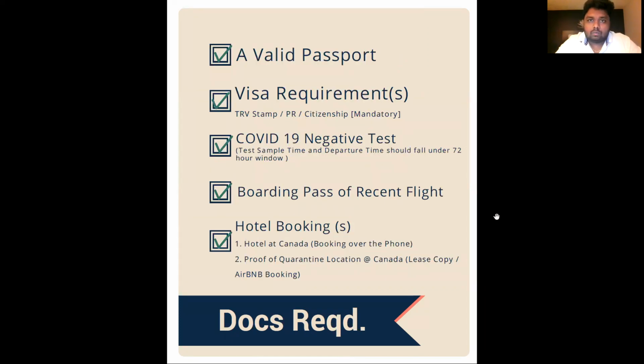Coming to the list of documents required, as we all know, we need a valid passport, obviously. And the next important thing is the visa requirement. If you're a student or a worker, then you obviously need a TRV stamp on your passport. If you have the TRV stamp, you would be asked a few questions depending on the type of TRV you own. If you're a student, I was asked where are you from, where do you study, what do you study, what is your major and so on.